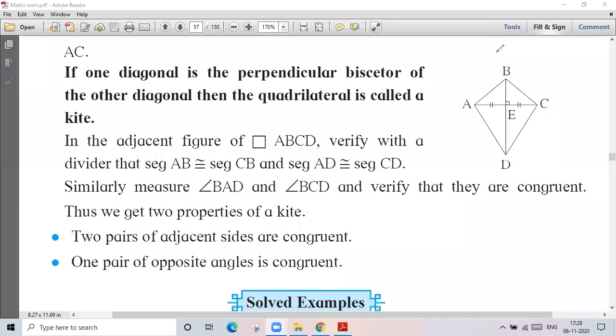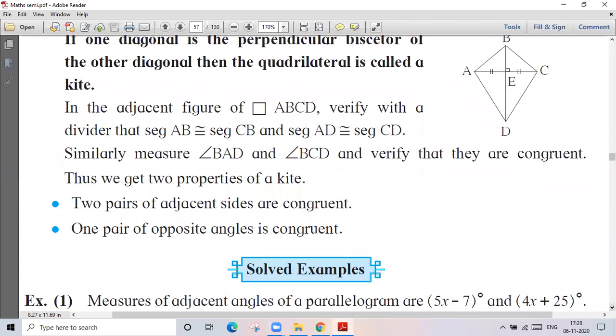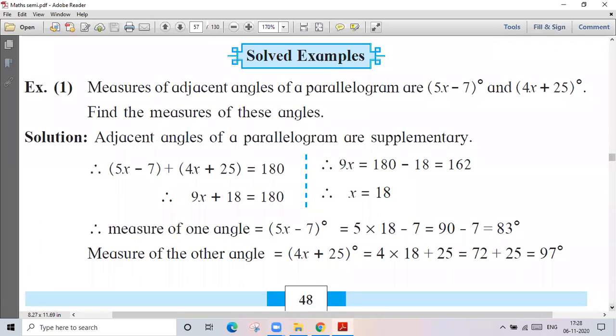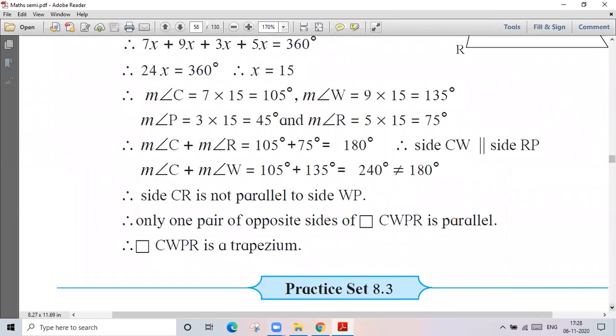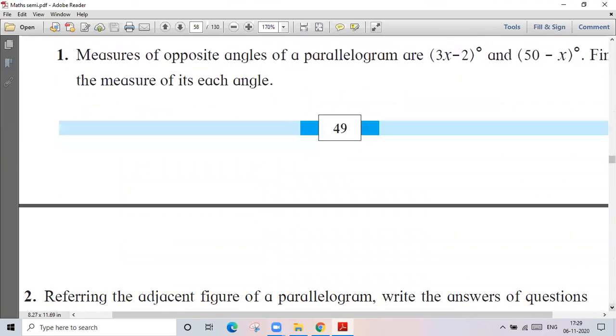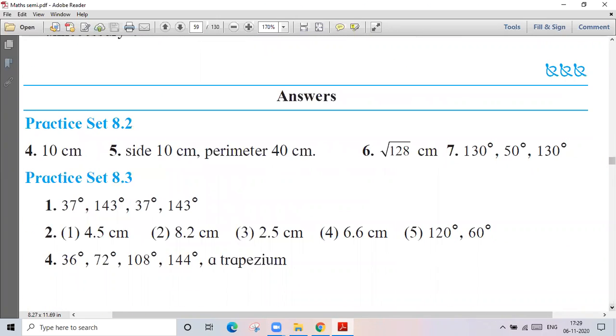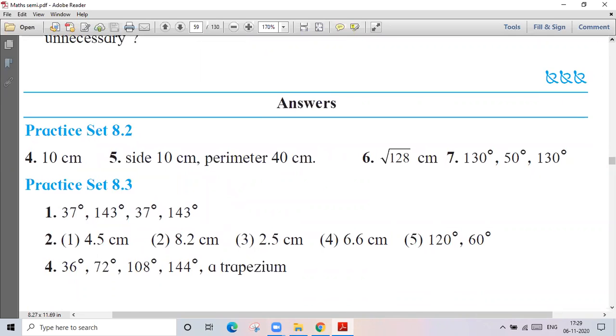So we have seen the properties. Now we'll move towards solving directly. We'll solve the practice set directly, and see solved examples later. Questions 1, 2, 3, 4, 5, 6. It is big again, but don't worry, it will get done today.